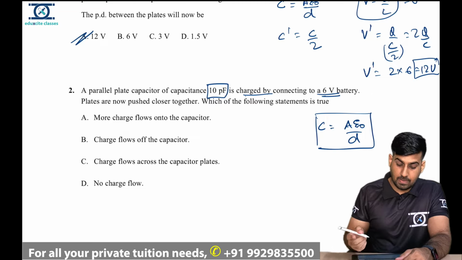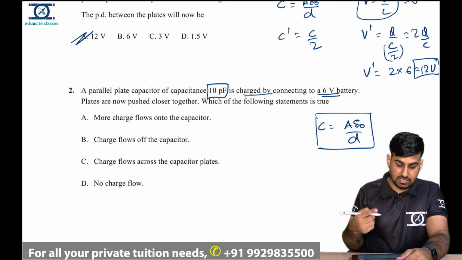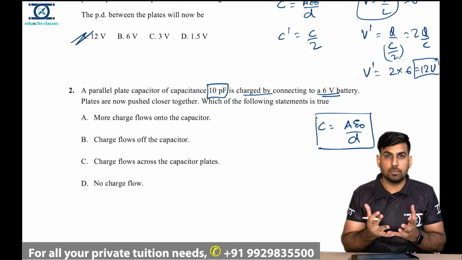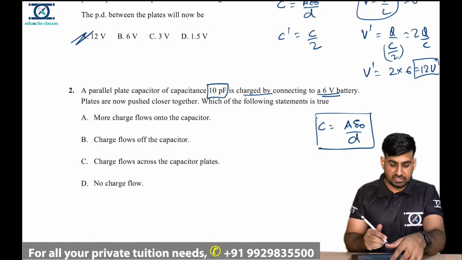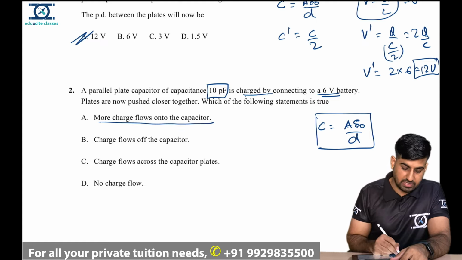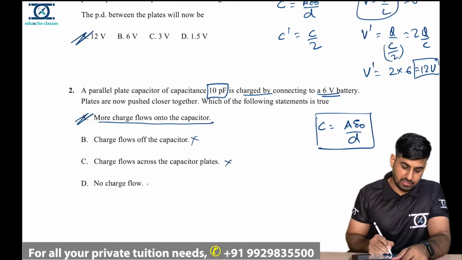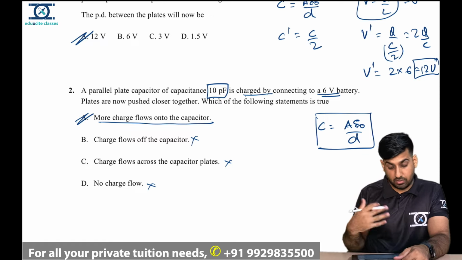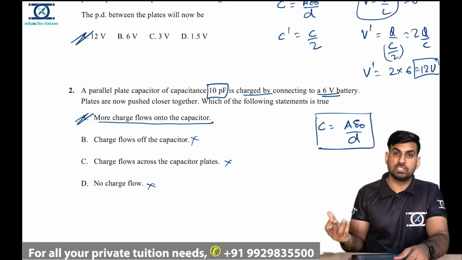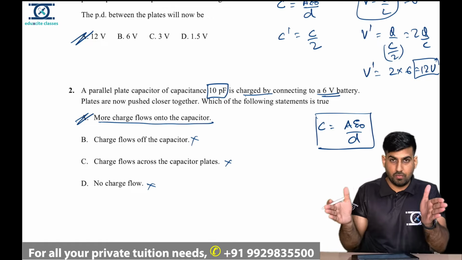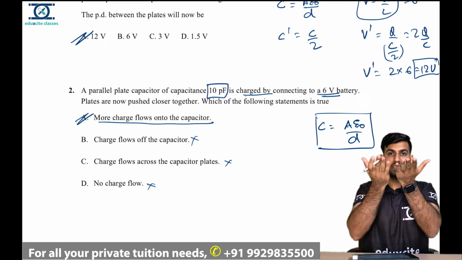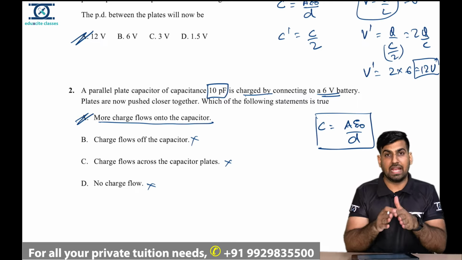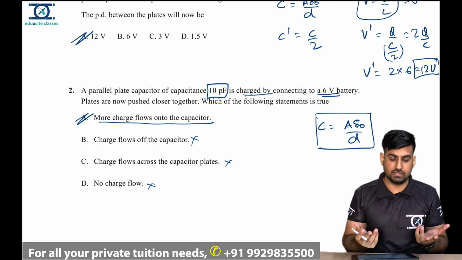So if capacitance increases, it means that more charge can be held, capacitance means the holding capacity of the charge on the plates, right? If the capacitance increases, more charge flows onto the capacitor, and the rest are all incorrect. Okay, charge will not flow off across the capacitor plate, not possible. No charge flow, no. So if you bring the plates closer, the capacitance increases, which means more charge can be put onto the parallel plates. As a result, the capacitance increases.